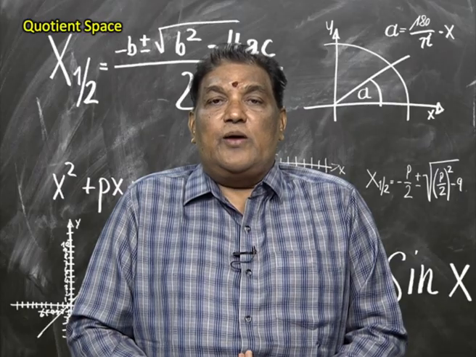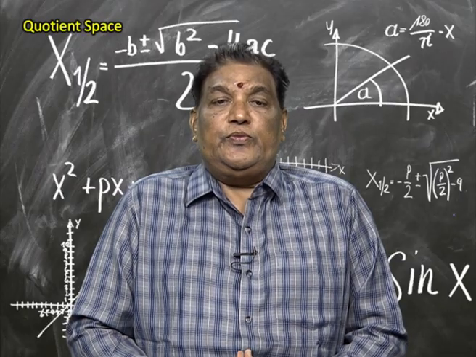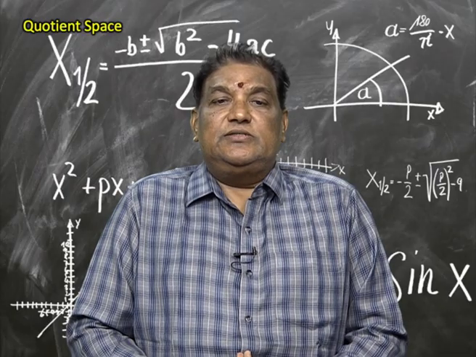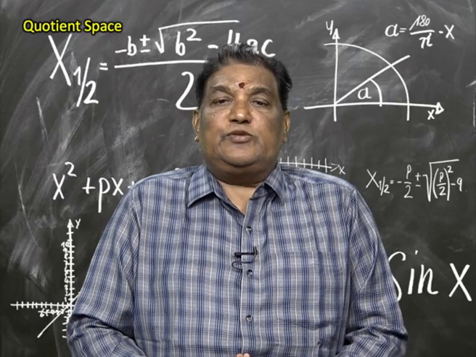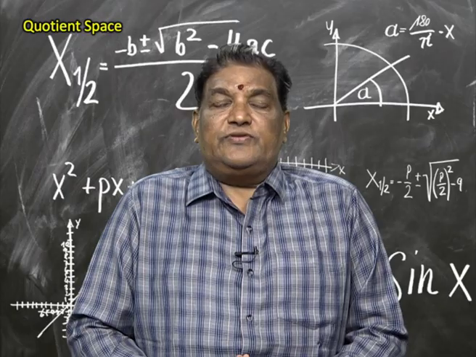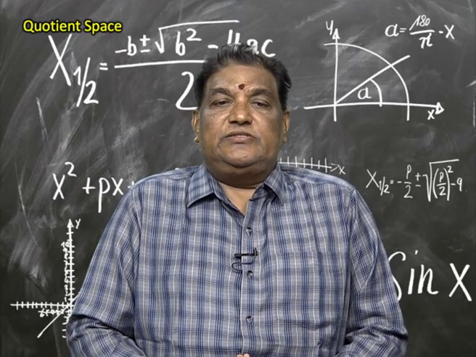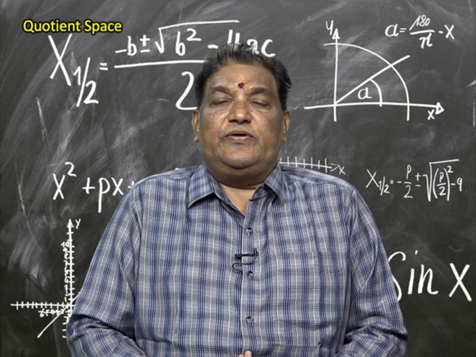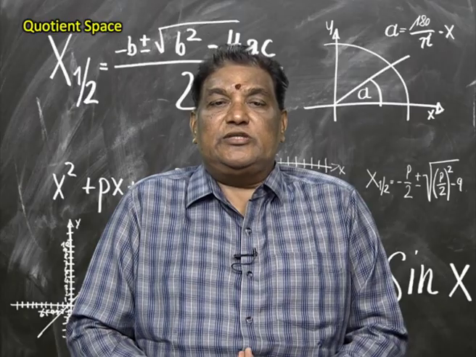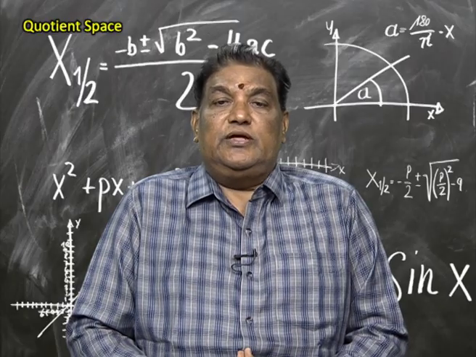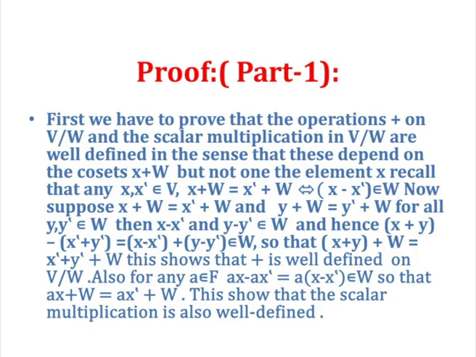y + W equals y' + W. Then x minus x' and y minus y' belong to W, and hence (x + y) minus (x' + y') equals, after shuffling, (x minus x') plus (y minus y'). Shuffling means adjustment. This belongs to W, so that (x + y) + W equals (x' + y') + W. This shows that addition is well defined on V/W.